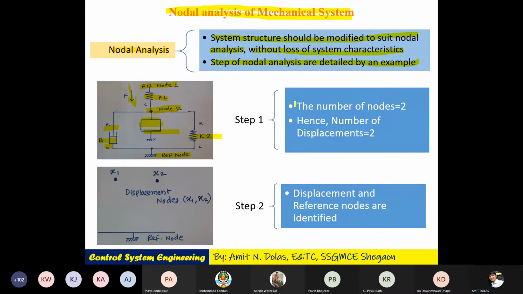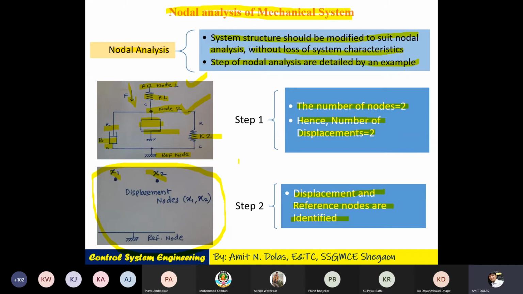So the number of nodes is 2, here 1 and 2, leaving out the reference node. Hence the number of displacements will be 2. So what I will do, I will write 2 displacements, x1 and x2. So displacements and reference nodes are identified. We have to draw out such a structure. These steps are very simply presented in this PPT.